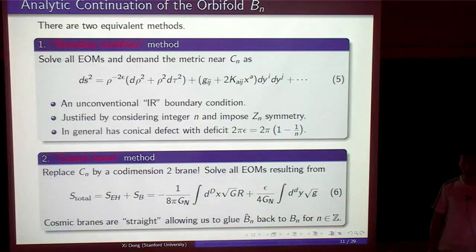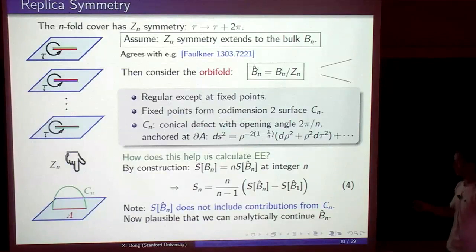So when you say you want to analytically continue B hat, are you basically just changing the deficit angle? Yes, correct. That's right. The deficit angle is 2 pi minus 2 pi over n, and we can just continuously tune that to get non-integer n. That's correct. While imposing the usual boundary condition at infinity at the UV boundary of AdS. So the same boundary condition there, but with the addition of a conical defect of the right amount at this surface.